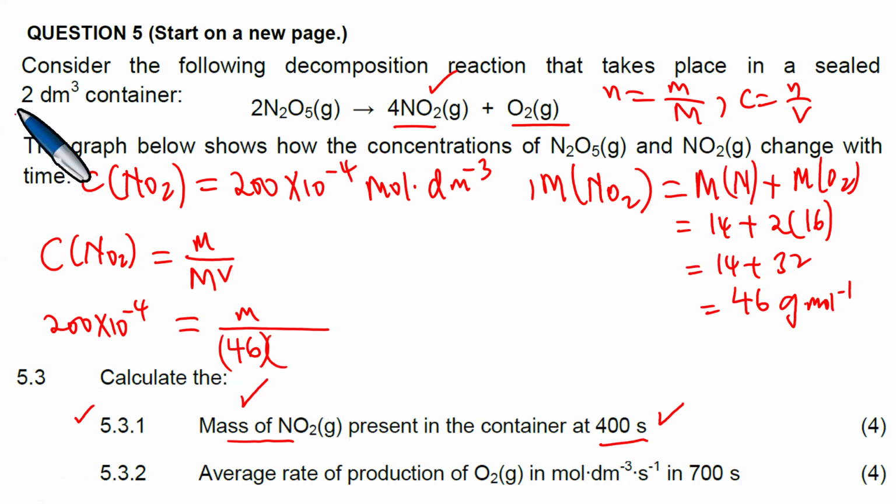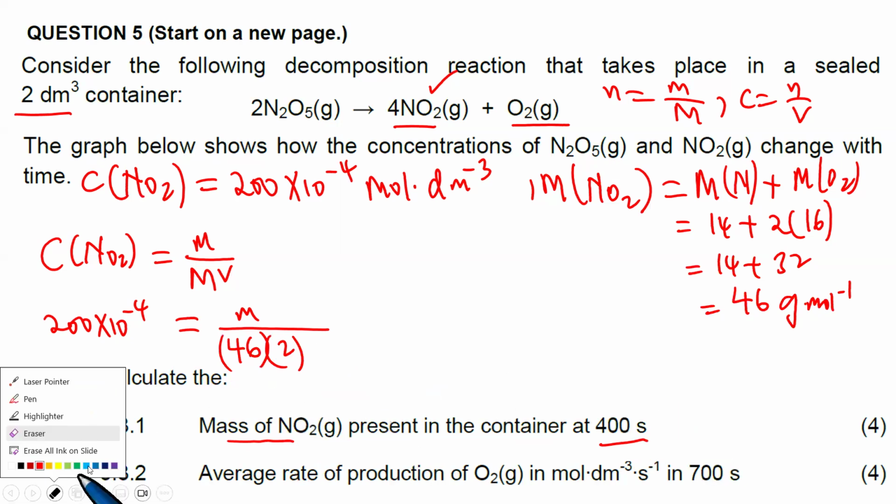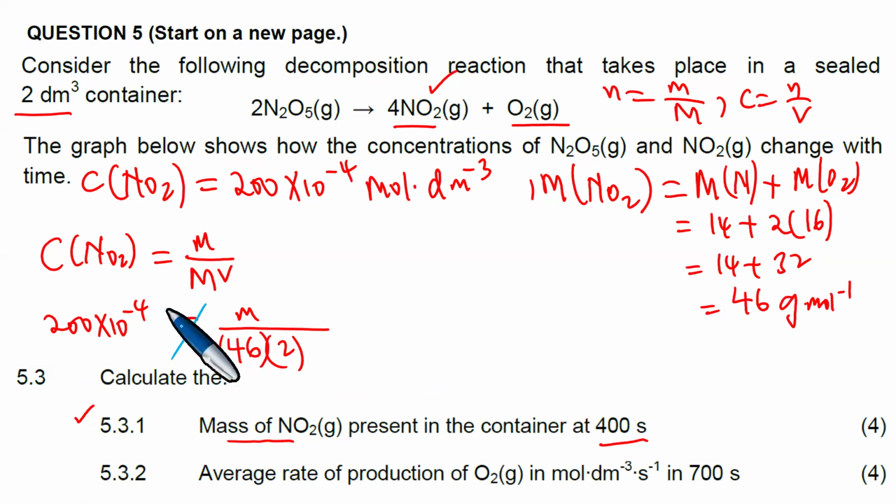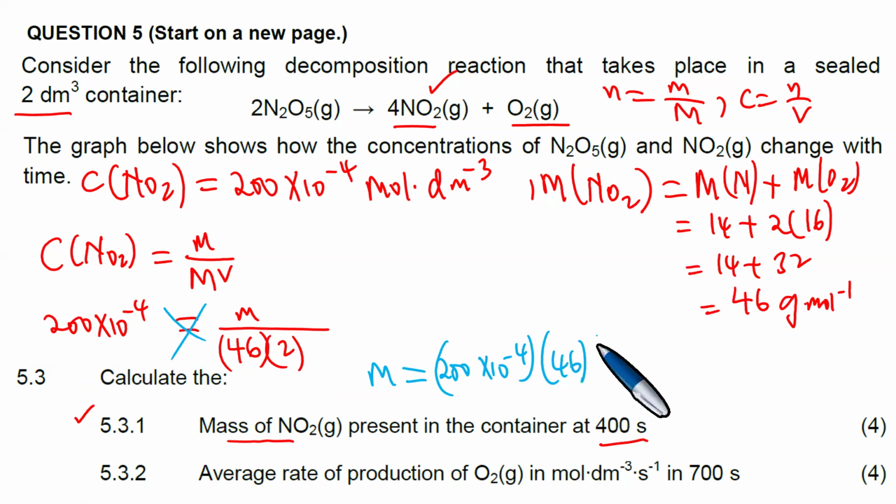The volume is 2 cubic decimeters, and we are in business because all is well. Then we just solve for M. We cross multiply like this, and we get that the mass is 200 times 10 to the minus 4, times 46, divided by 2. What does that equal?